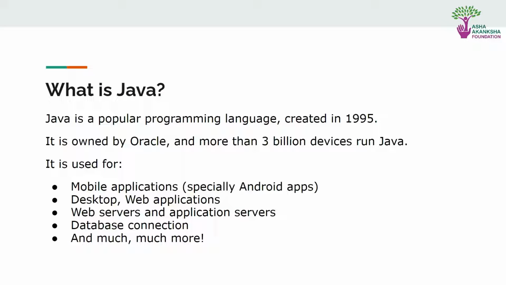So what's Java? Java is a very popular programming language and was created in the year 1995. It is owned by Oracle and more than 3 billion devices currently use Java. So what do we use Java for? Java can be used for making mobile applications, web applications, various servers, database connection and many more things.